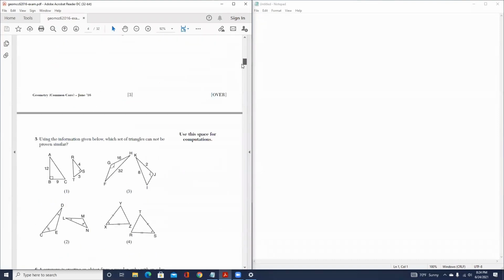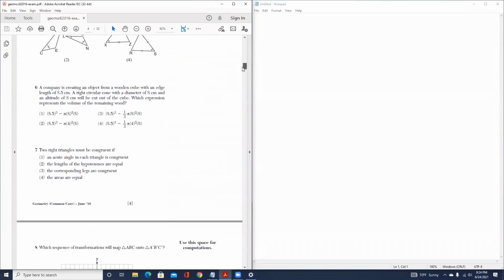Okay, let's go on to question 6. A company is creating an object from a wooden cube with an edge length of 8.5 centimeters. A right circular cone with a diameter of 8 centimeters and an altitude of 8 centimeters will be cut out of the cube. Which expression represents the volume of remaining wood?